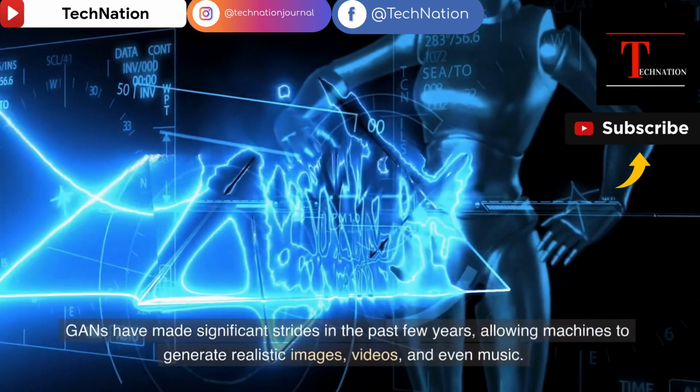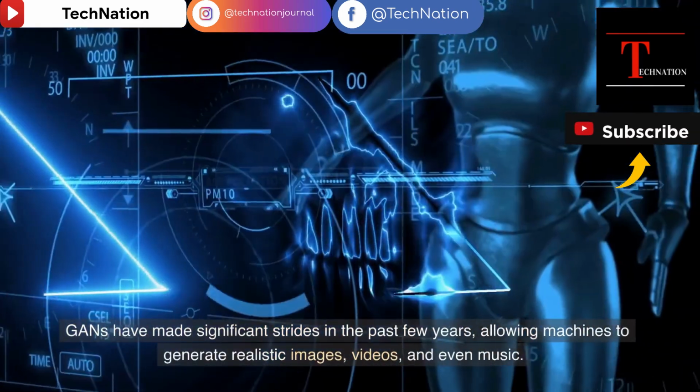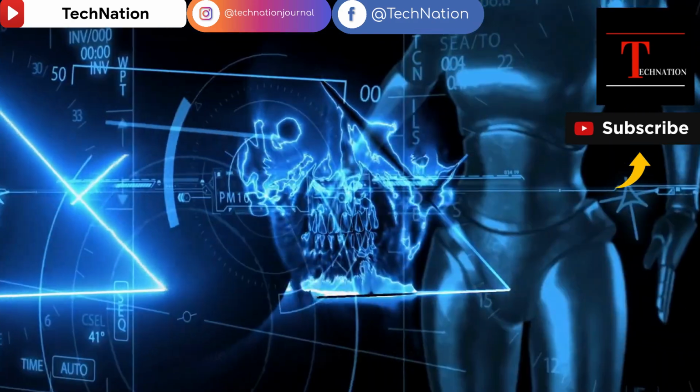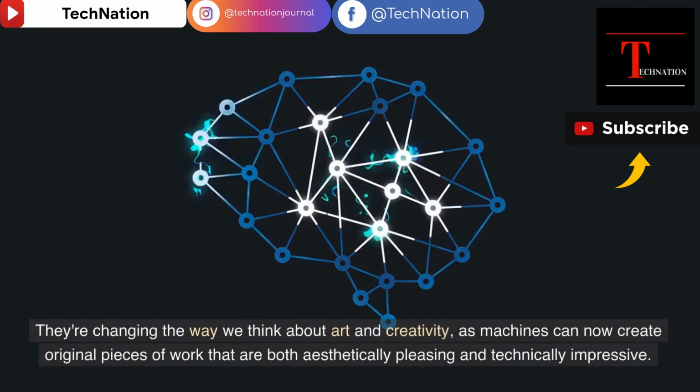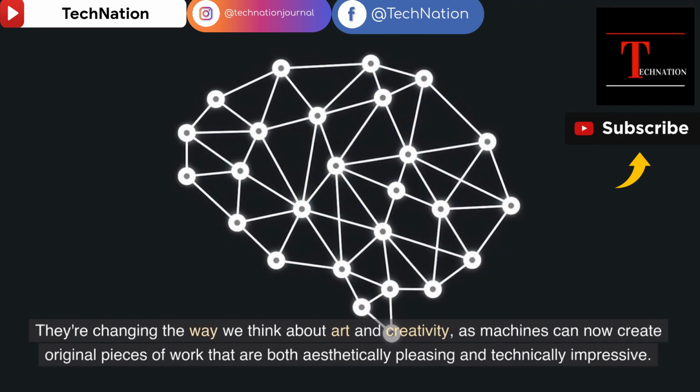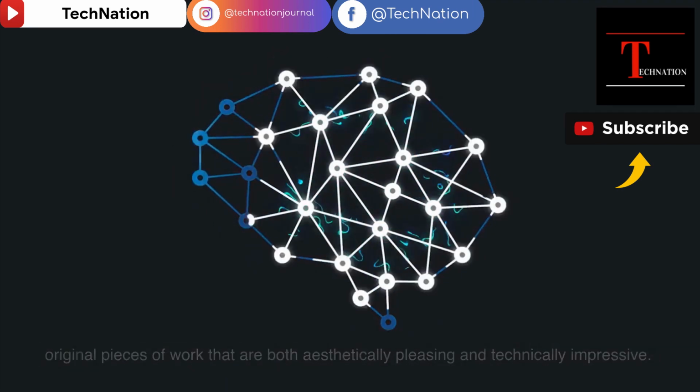GANs have made significant strides in the past few years, allowing machines to generate realistic images, videos, and even music. They're changing the way we think about art and creativity, as machines can now create original pieces of work that are both aesthetically pleasing and technically impressive.